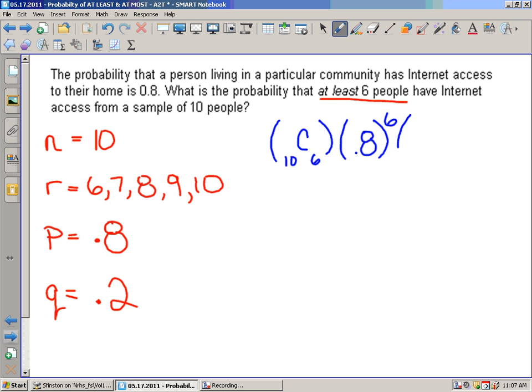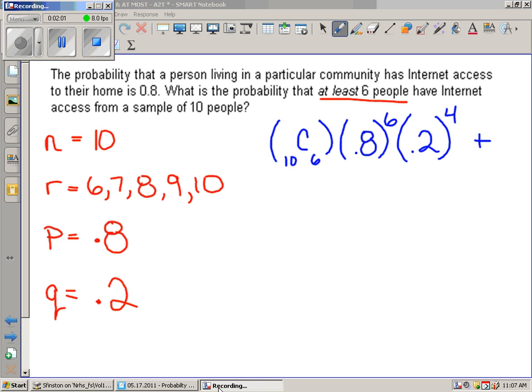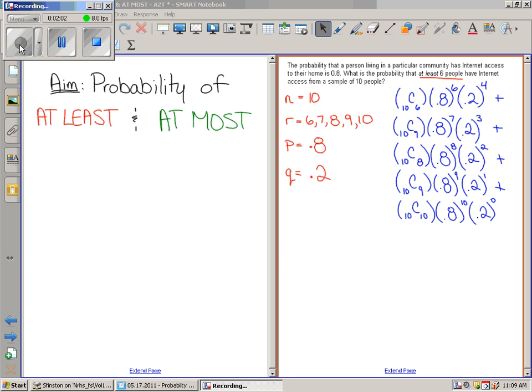0.8 to the 6th, 0.2 to the 4th, plus. And then we're going to keep going. I'm just going to write them out. You don't have to watch me if you're looking at this on the internet. I'm going to show you what we're going to do. So that's what you have to do. You literally have to write it out for each of those events and add them together.